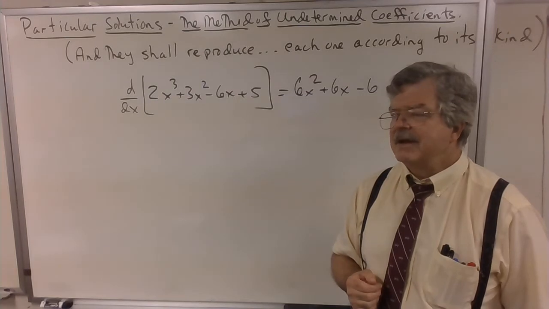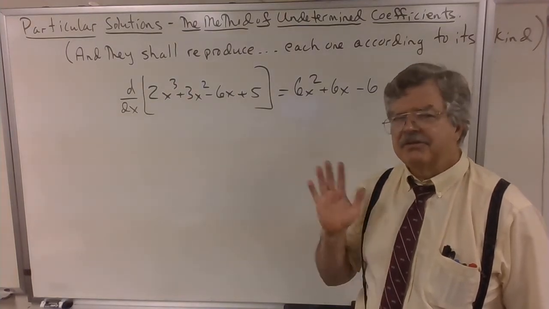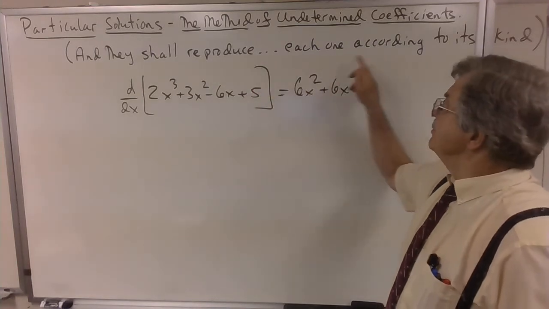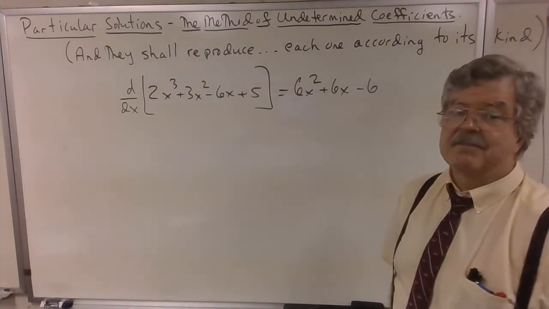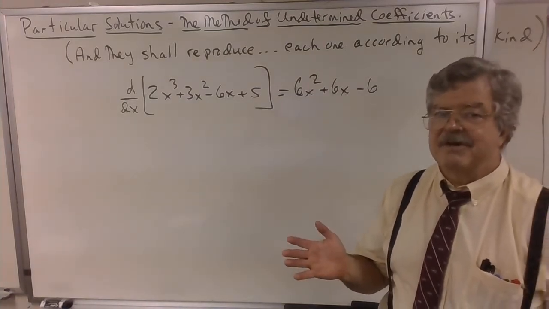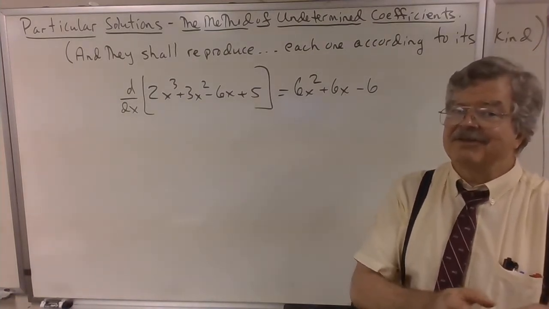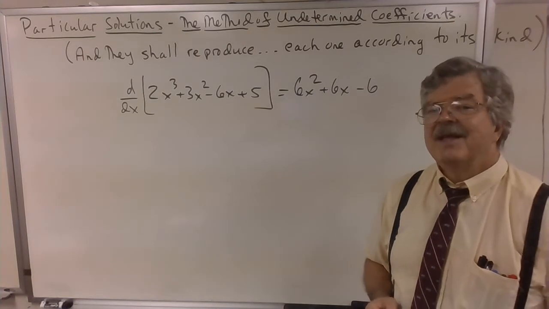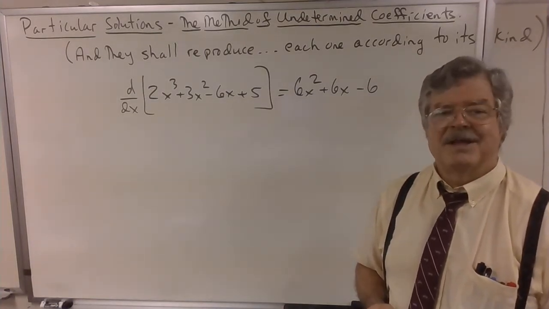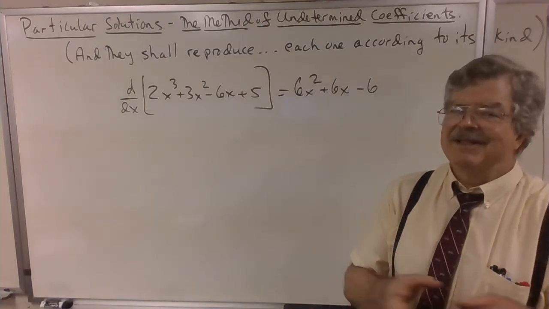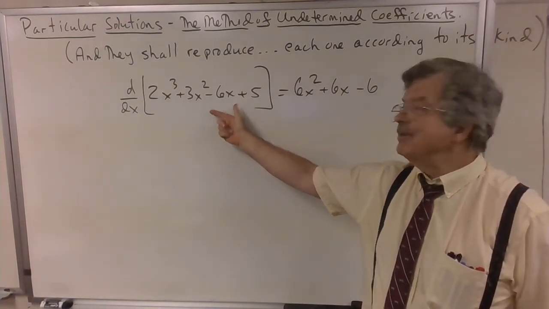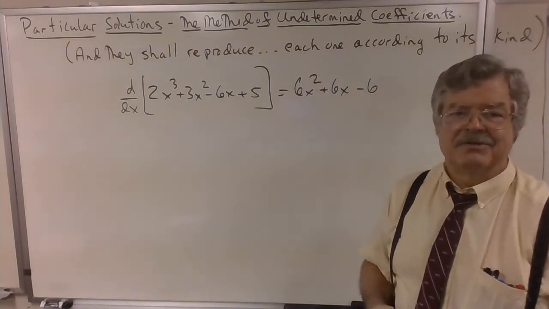Now, let me get a little bit more explicit, but you see where we're going. They shall reproduce each one according to its kind. Sine of x and cosine of x, you compute the derivative of them, you get little sines of x and little cosines of x. And if you compute the derivative of mama and papa e to the x, you get little e to the x's. And if you compute the derivatives of polynomials, you get little bitty polynomials.